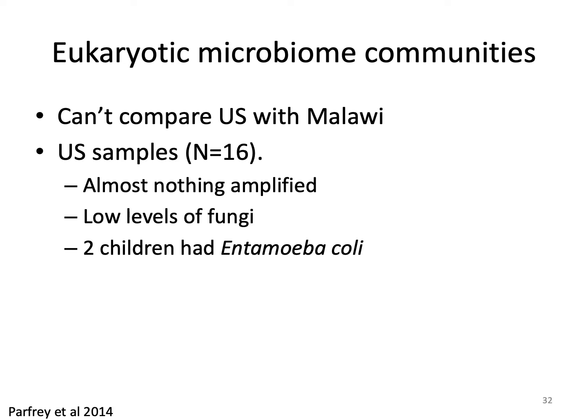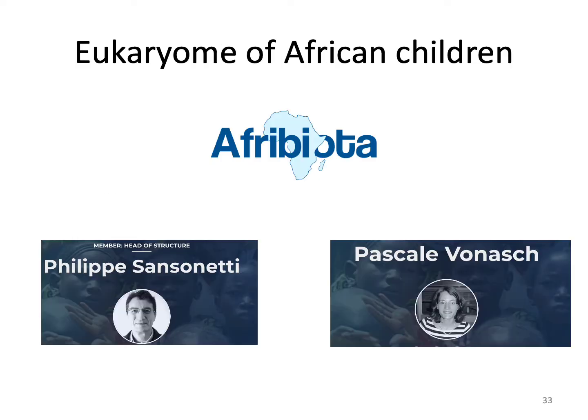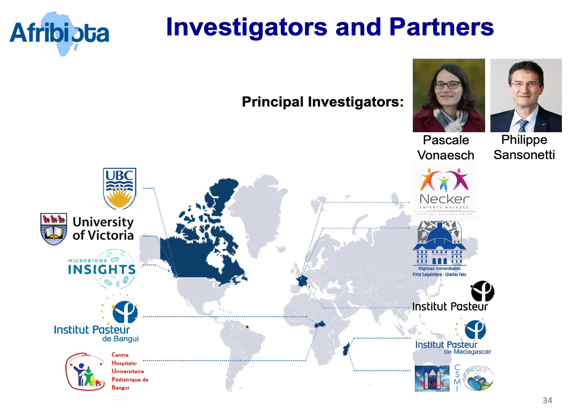So I'm going to talk to you about another study, the Eukaryome of African children, that was spearheaded by Philippe Sansonetti and Pascal Van Esch of the Pasteur Institute, and really a broad collaboration of researchers around the world to investigate the communities, the microbiome of children living in the Central African Republic and Madagascar in the context of stunting.